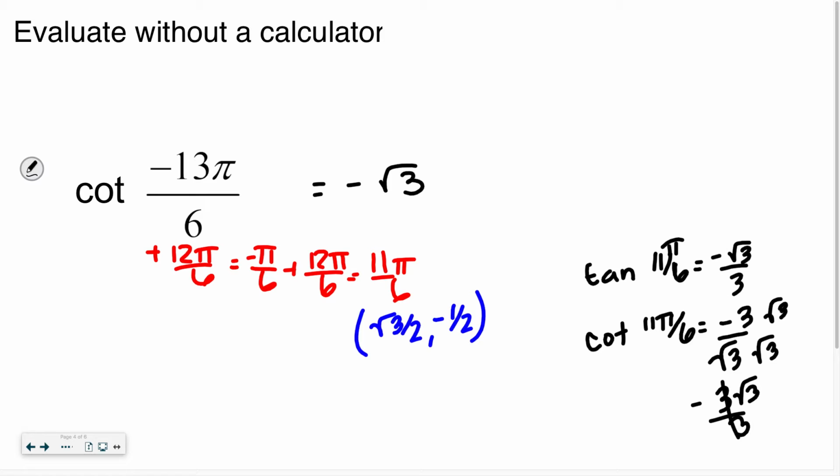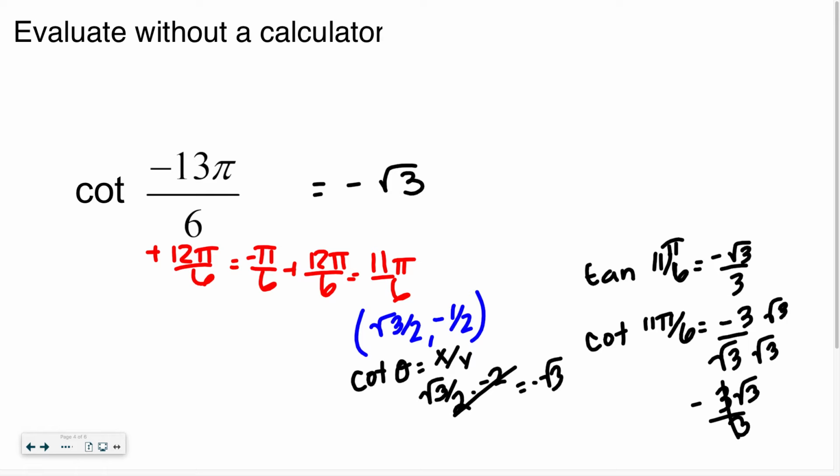And then, like I said, if you didn't know cotangent, you could have also thought about it as x over y. So you could have done square root 3 over 2 times the reciprocal, negative 2, and you would have got negative square root 3. There's lots of different ways for you to get that answer without a calculator. Okay, last thing that we'll talk about is going backwards.